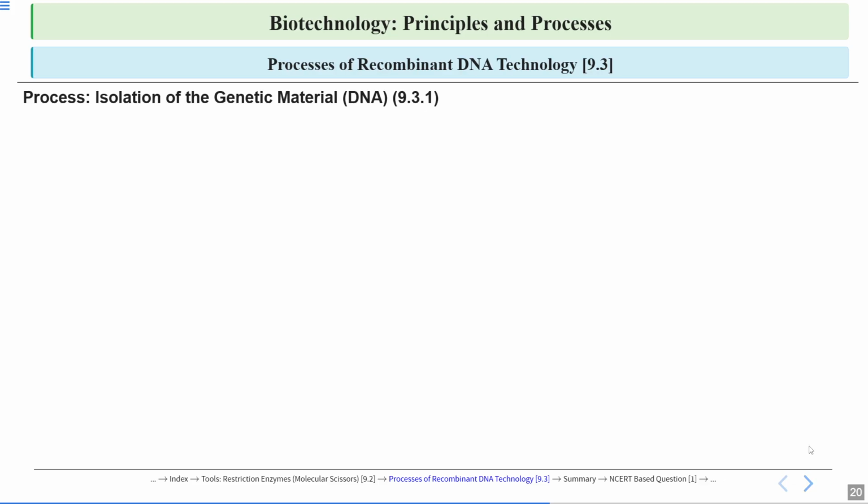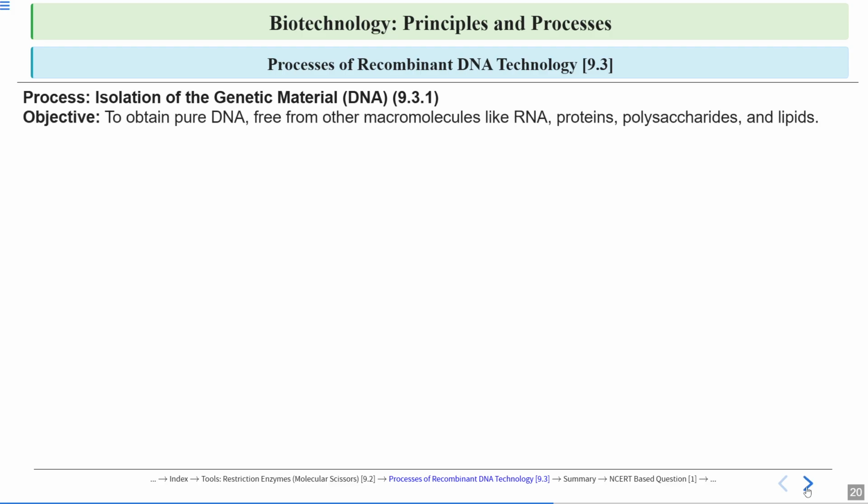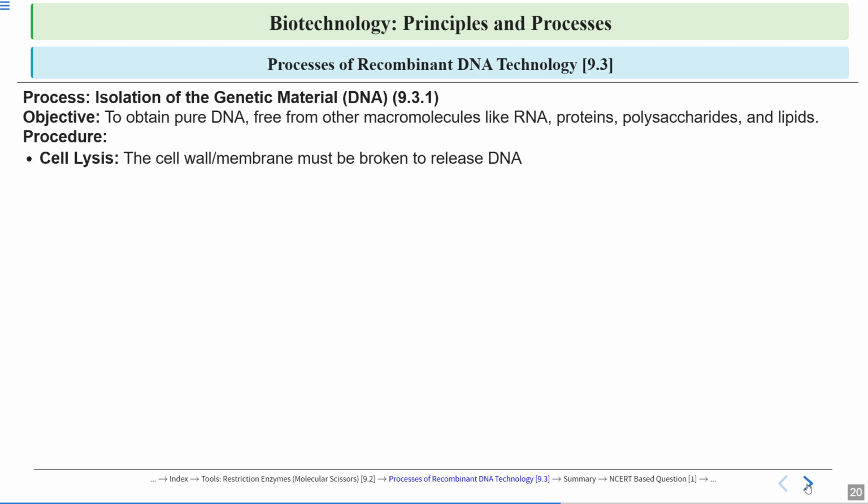So the first step which we are going to talk about in today's class is isolation of this genetic material, that is DNA. So what is the objective of this process? That we want our pure DNA, so that there would be no other macromolecules like RNA, proteins, polysaccharides, lipids, nothing, only our DNA. So how can we do this?